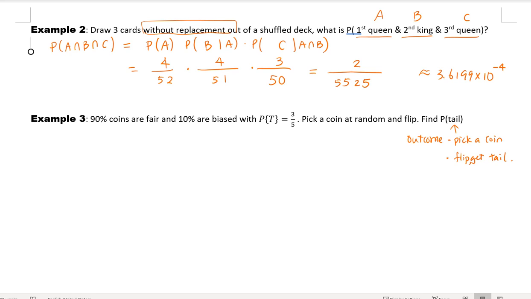Now let's define: let A be the event of getting tail, and let B1 be that the coin we pick is fair, and B2 that the coin we pick is biased.